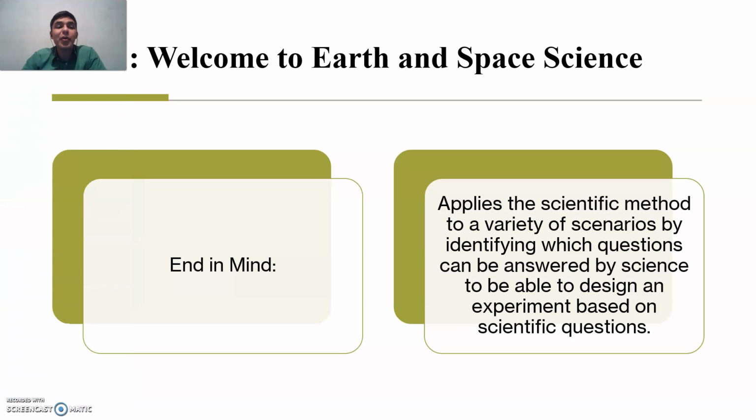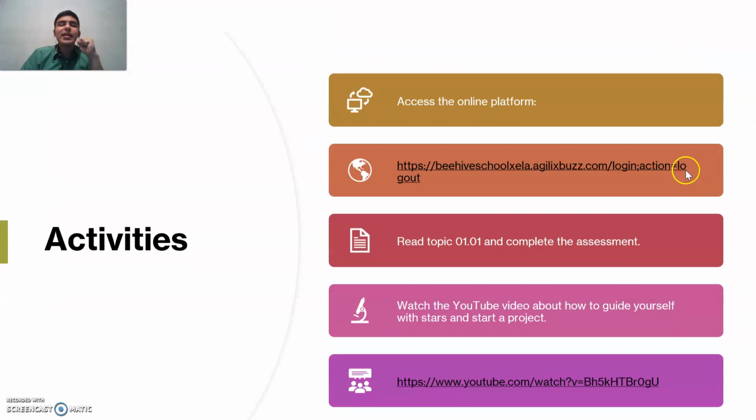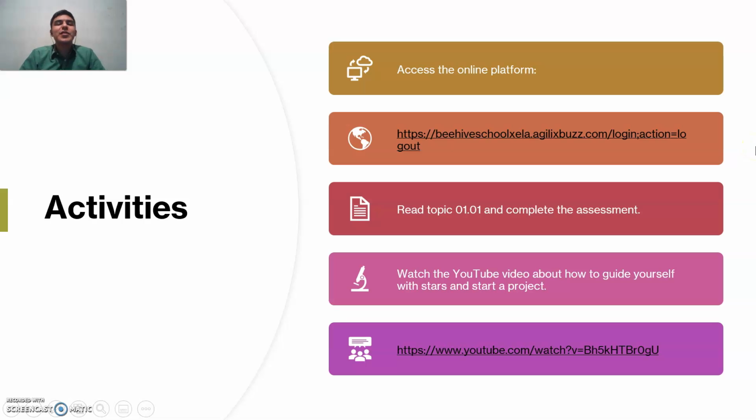So this is something very important to take into consideration. You can take a screenshot, take a picture of this part because you are going to use this information later on. Let's continue. Here you have a summary of the activities that you need to complete. First, it's important that you access the online platform. There you have the link. I'm going to leave it in the description of this video as well, so you can follow the link and access the platform. Then you need to read topic 1.01 and complete the assessment from this same topic.